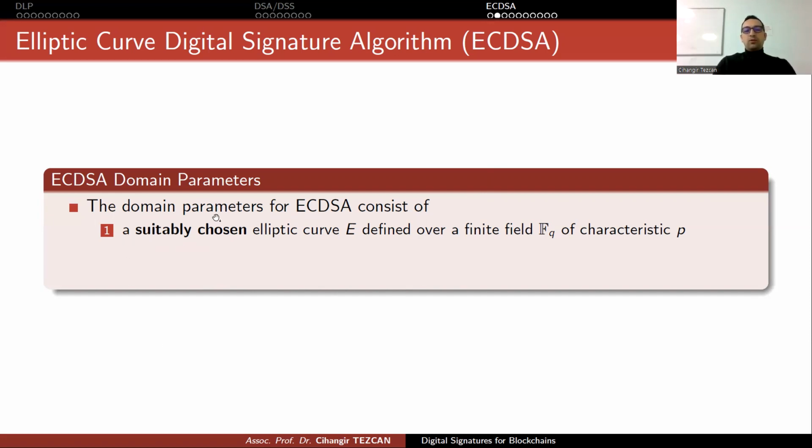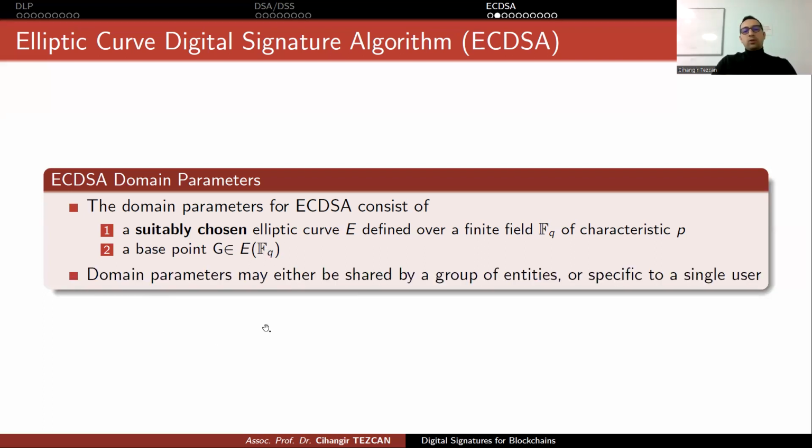I say suitably chosen because there are some cryptanalytic attacks. In order to avoid these, there are some rules that you need to follow. So you cannot use every elliptic curve, okay? Here we are working on F_q of characteristic p. This means that q might be something like p to the power of something. Recall that a field can be either of prime order, like F_p, or of prime power order. Another domain parameter is the base point G, which is an element on the elliptic curve over F_q.